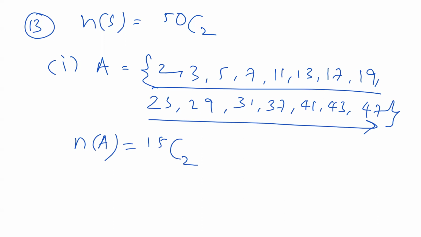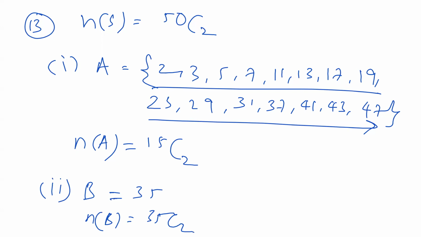None of the tickets drawn has a prime number. So basically, if there are 15 prime numbers out of 50, there will be 35 numbers which are not prime. So n of B is equal to 35C2, because we require two tickets which are not prime. So P of B is equal to n of B upon n of S.